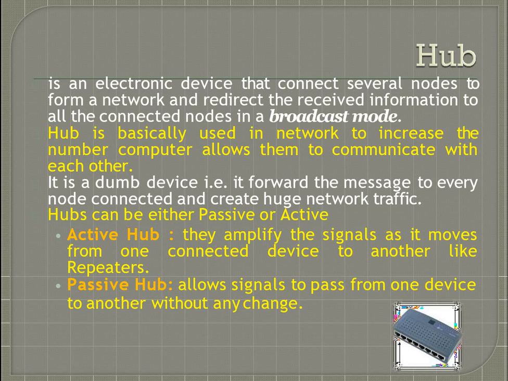Now hubs can be either active or passive. Active hubs amplify the signals as they move from one connected device to another, like repeaters. A passive hub just allows signals to pass from one device to another without any change, without amplifying.